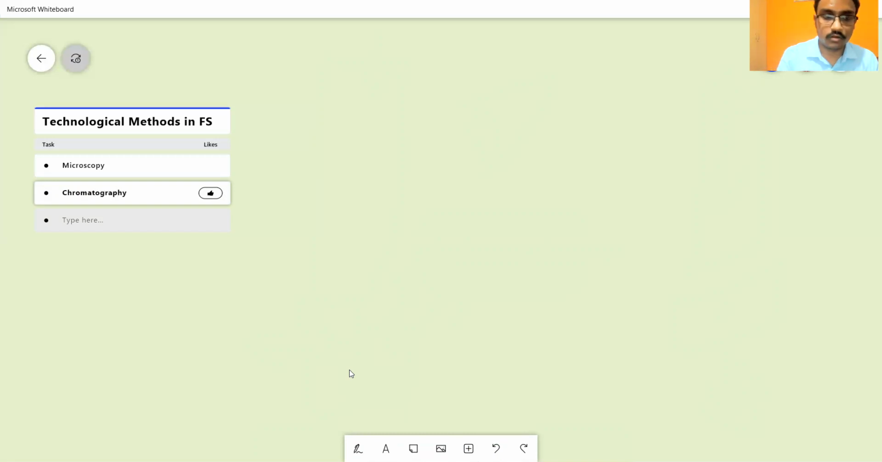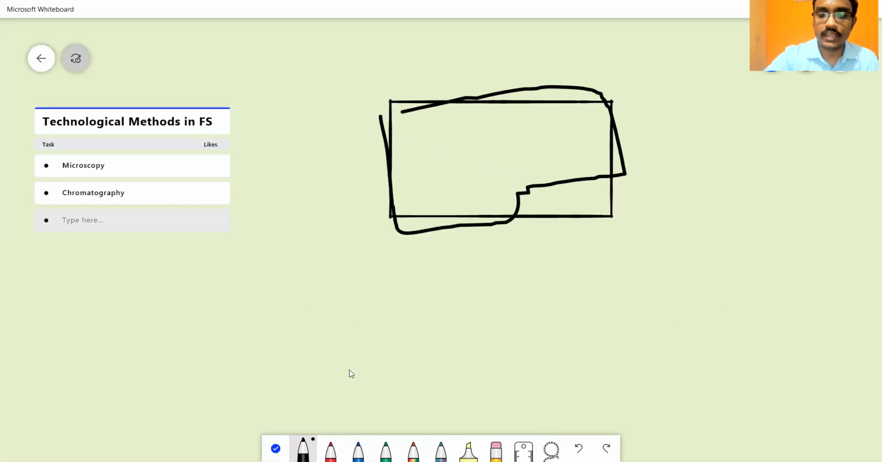Okay, so what is chromatography? Like the name suggests, it's going to be something with relation to colors, the chroma that is there. So we're going to use different mediums. Say, take for example a simple sheet of paper.